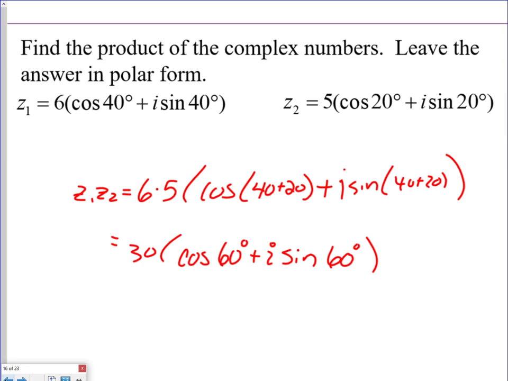So they don't want you to simplify? No, that's it. You're not going to simplify it. You're taking two complex numbers that are in polar form and you're multiplying them.